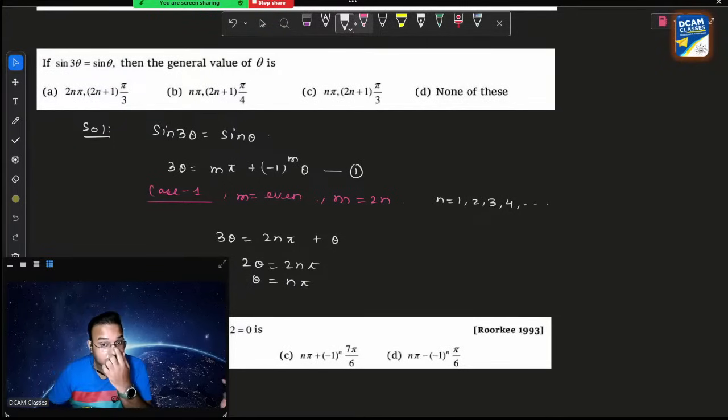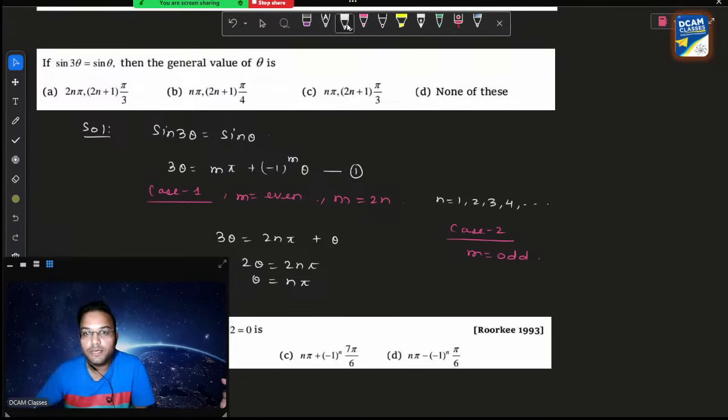A and D options are gone. B and C options are there. Now the second case I have to take. Second case is if m is odd. If m is odd, what can I take?